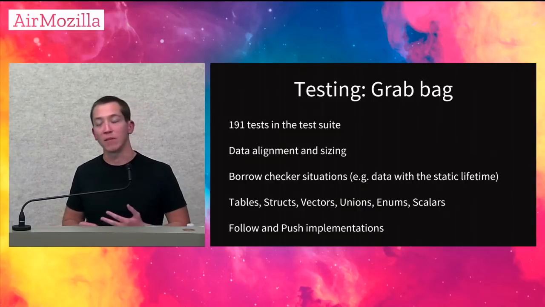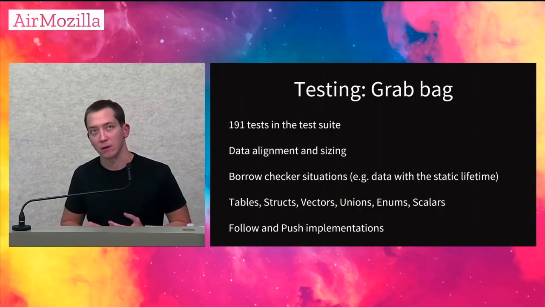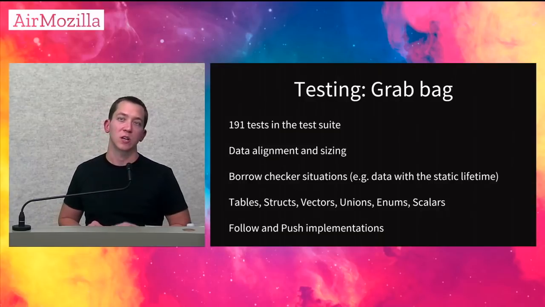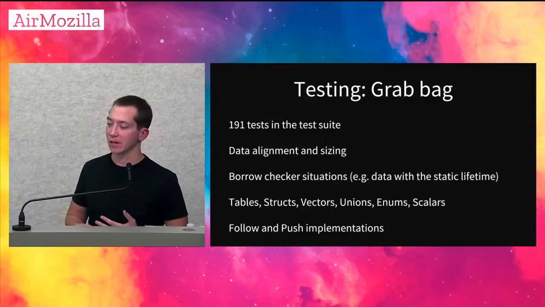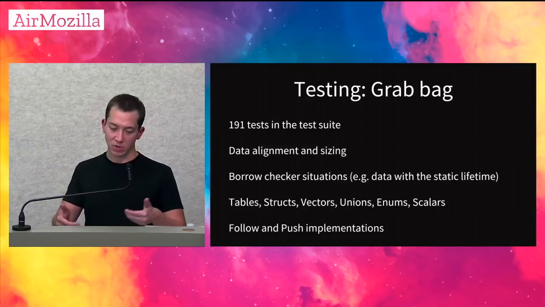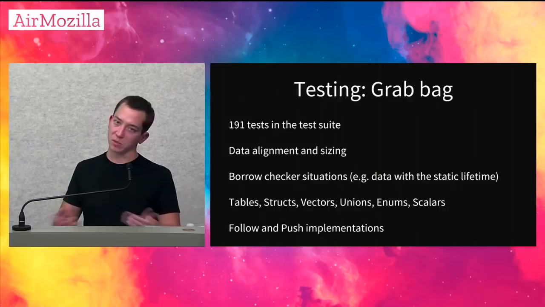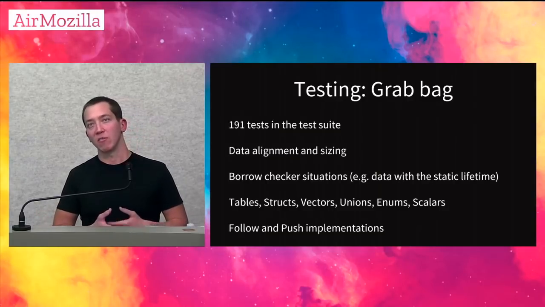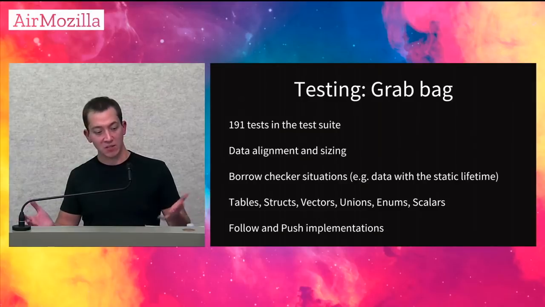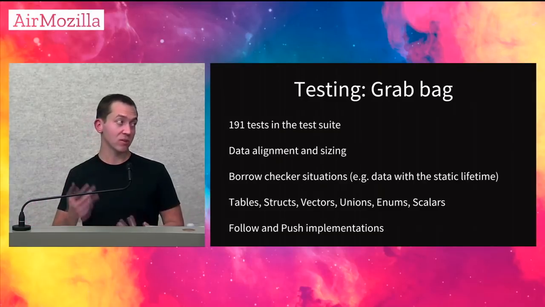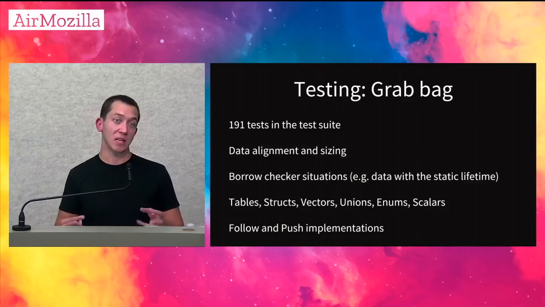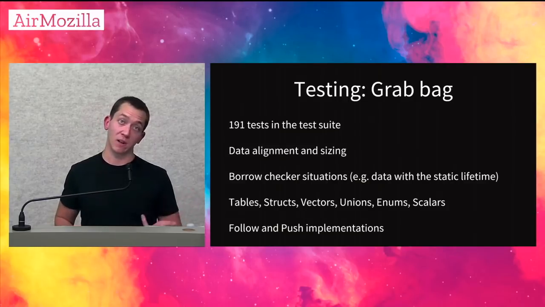Miscellaneous testing. We have 191 tests in the test suite and growing. We test data alignment and sizing. We check various borrow checker situations. So for example, we had an issue recently with Flatbuffers that were used with data that had static lifetimes that wasn't working, and so we fixed that, and now we're checking it in the test suite. We have many tests for the different major types in Flatbuffers, such as tables, structs, vectors, unions, enums, scalars, and also many tests for the traits that I mentioned earlier, including follow and push.